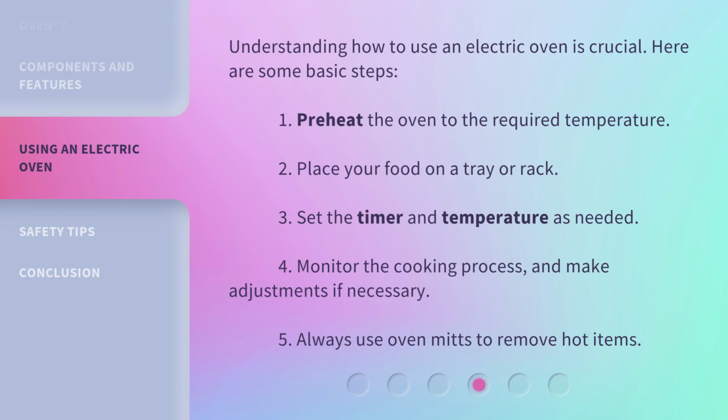Understanding how to use an electric oven is crucial. Here are some basic steps. 1. Preheat the oven to the required temperature. 2. Place your food on a tray or rack. 3. Set the timer and temperature as needed. 4. Monitor the cooking process and make adjustments if necessary. 5. Always use oven mitts to remove hot items.